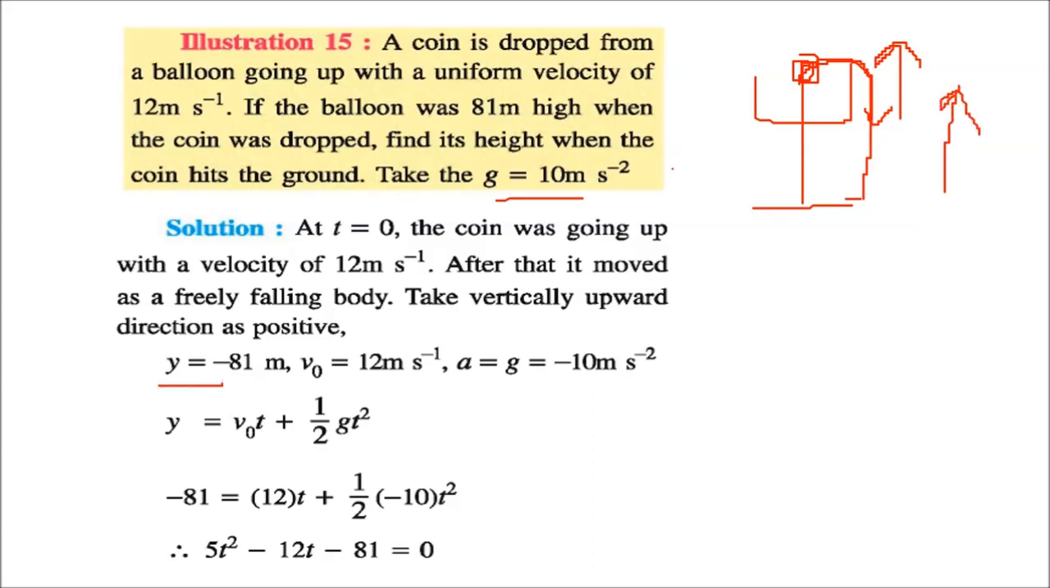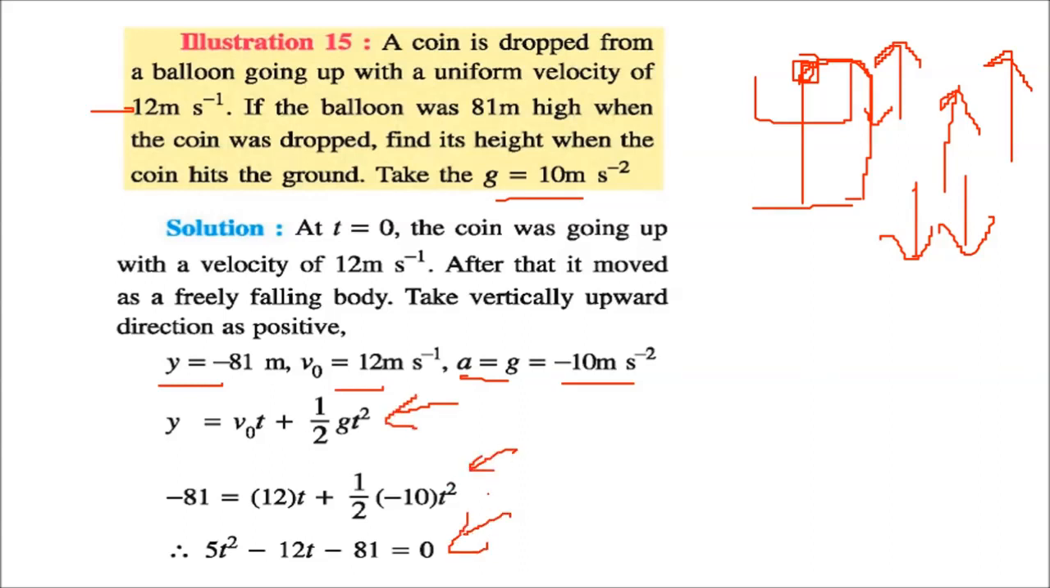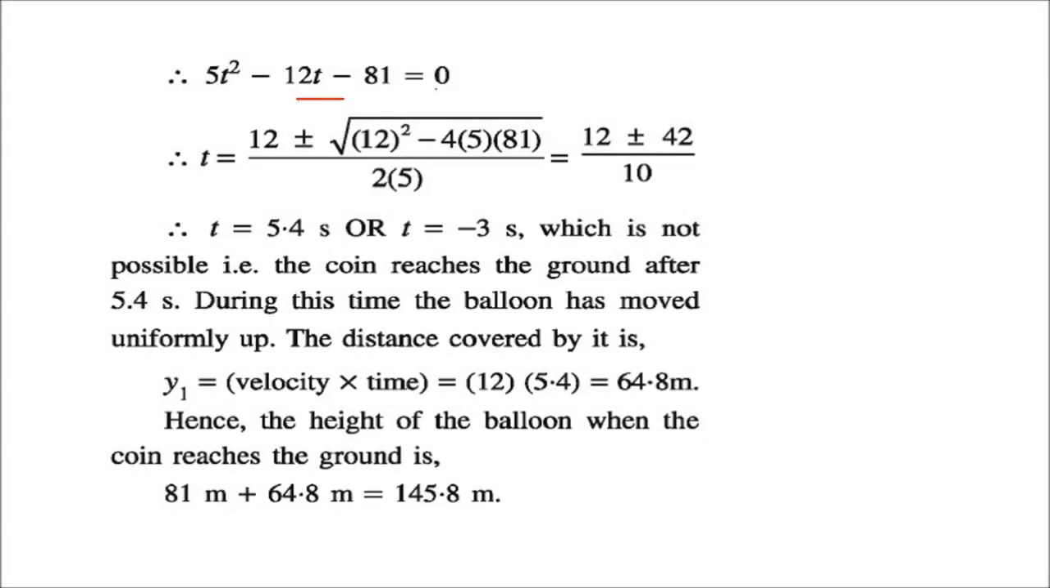Y is minus 81 because if upward is positive, the y is going to be minus 81. Initial velocity is similar to the balloon, so 12 meter per second. And since velocity is going up, the negative direction will be for acceleration. So acceleration is g, that is minus 10 meter per second square. We apply the law of motion and we put all these values, we get a quadratic equation in terms of t. When we solve for t using the Sridharacharya formula, we get t equal to 5.4 or t equal to minus 3. Now time with negative value is not possible. So we'll only take t equal to 5.4.